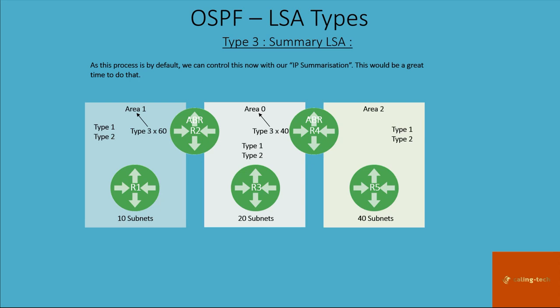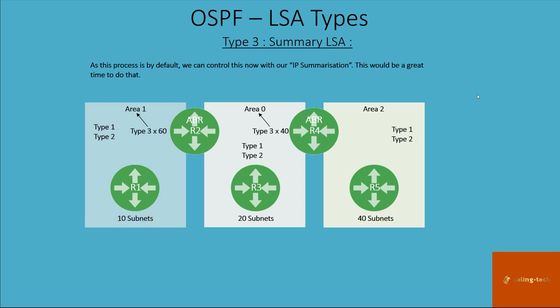Now, this actual process is a default process. Now we can look at IP summarization, which is prefix summarization. So, for example, let's say the 40 subnets in area 2 and the 20 subnets in area 0 can all fall within a /16. That means on ABR R2, we could configure IP summarization so that only one type 3 /16 summarization is actually flooded into area 1. We'll go into IP summarization in a later tutorial, but that's a really good position on ABR R2 where we can utilize summarization.